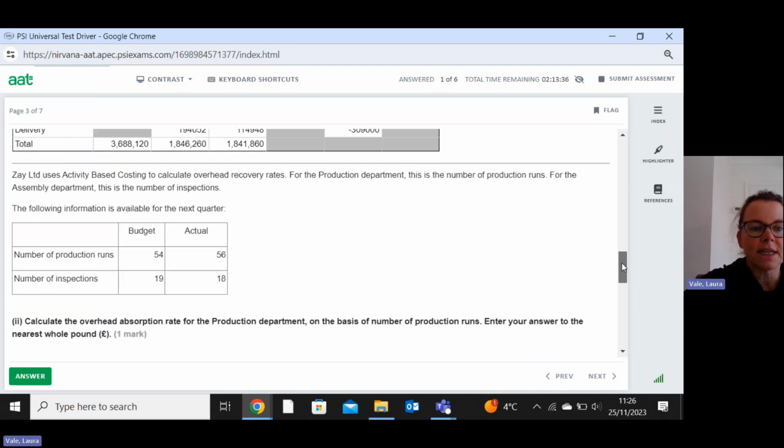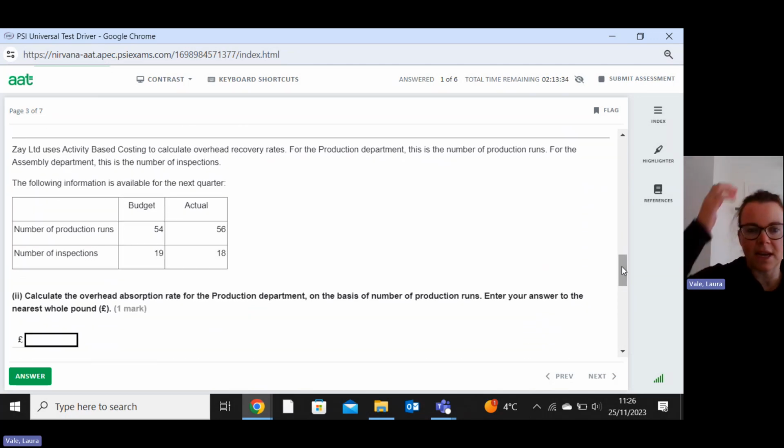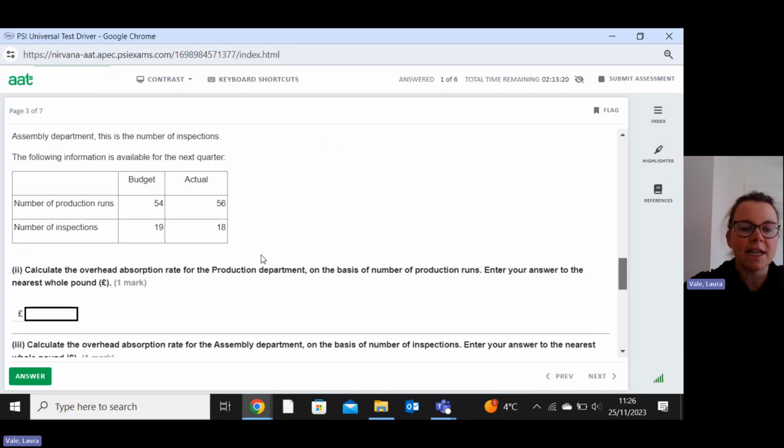Zay Limited uses activity-based costing to calculate overhead recovery rates. For the production department, this is the number of production runs. For the assembly department, it is the number of inspections. Calculate the overhead absorption rate for the production department on the basis of the number of production runs. Enter your answer to the nearest whole pound.